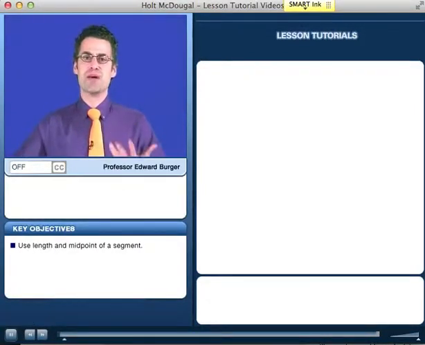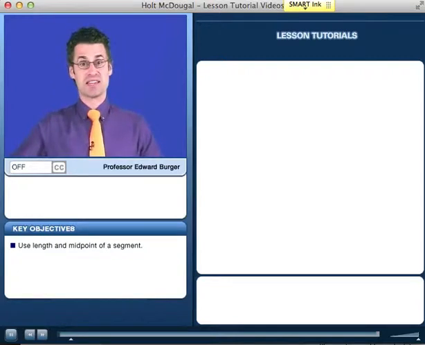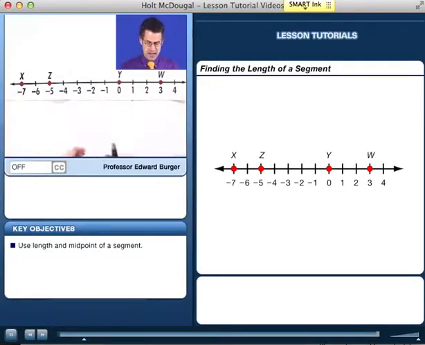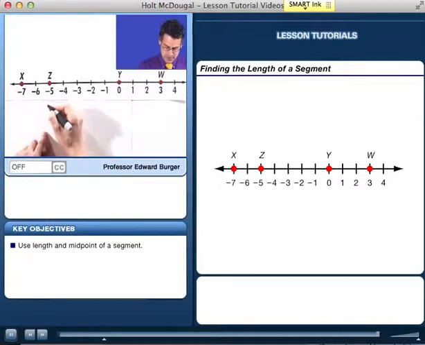So it turns out we can actually measure and construct line segments, and that's really, really easy. Let's take a look at an example. Here we have a line, and it's a number line, so we see points that are marked, so we can see locations of various things. Let's actually find the length of line segment WY.